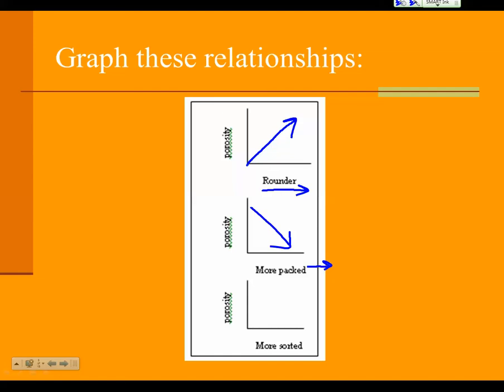And lastly, the more sorted the soil gets, remember, more all the same size and shape versus unsorted where there's little tiny ones mixed in there. So the more sorted it is, the more pore space. So these are graphs that you should be able to do, and if you can answer these graphs correctly, it tells me that you understand the relationships between these factors and how to draw a graph.